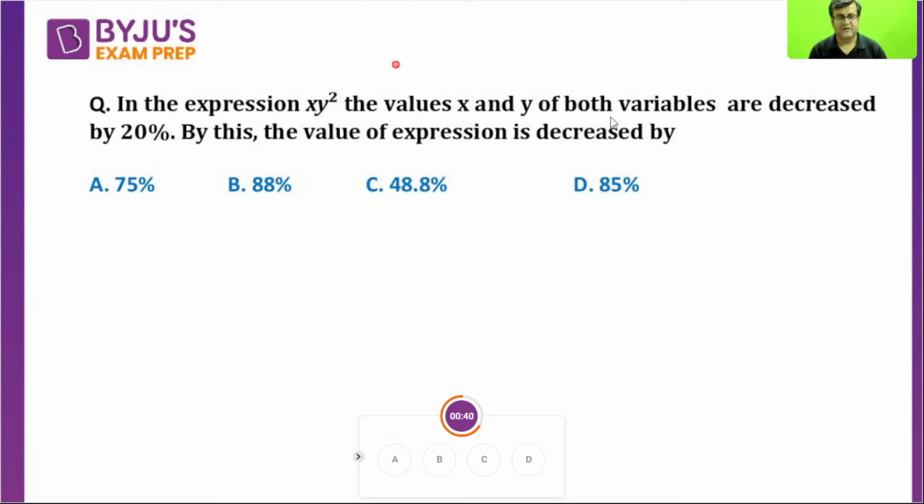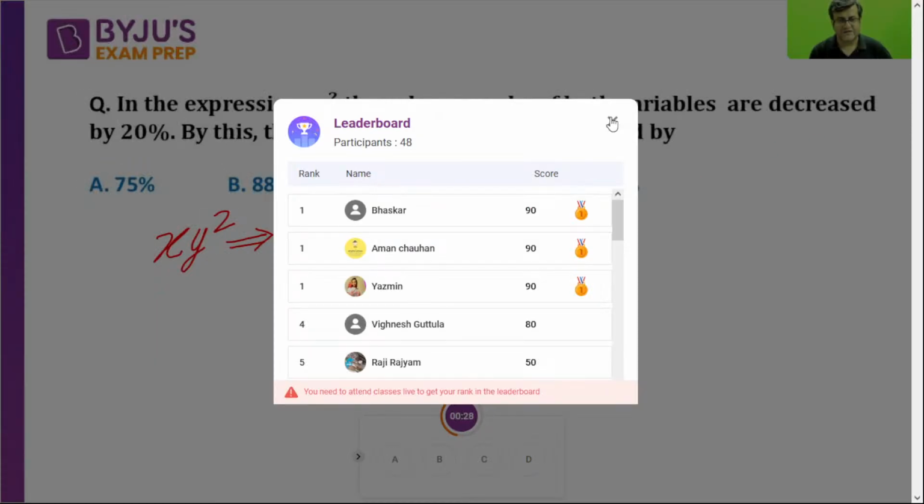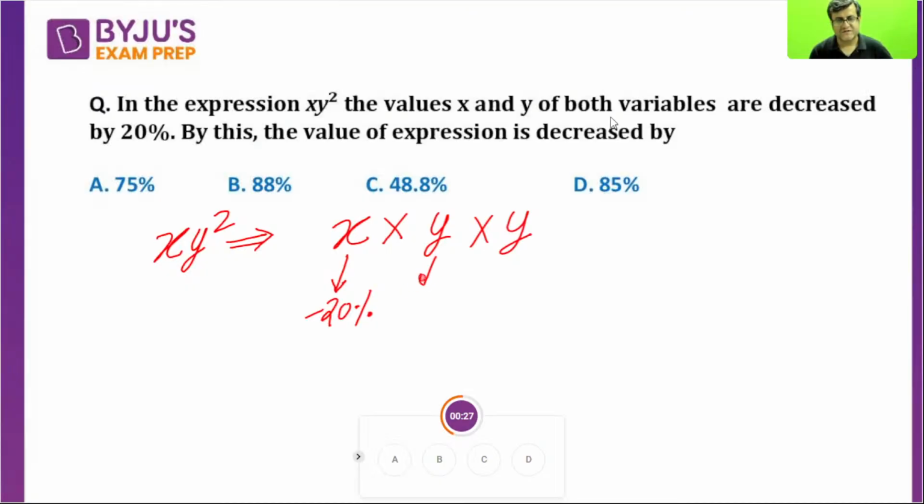The expression is xy square. Xy square means x into y. This is xy ka square. Every value decreases by 20%. C option is absolutely right. Good. Look, x decreases by 20%. Y also decreases by 20%.